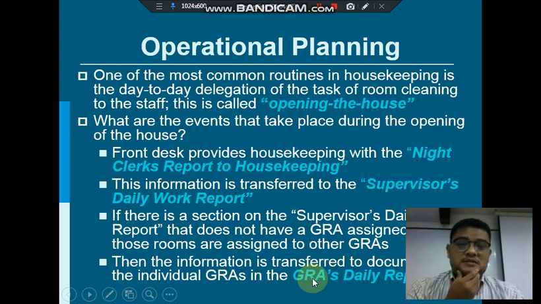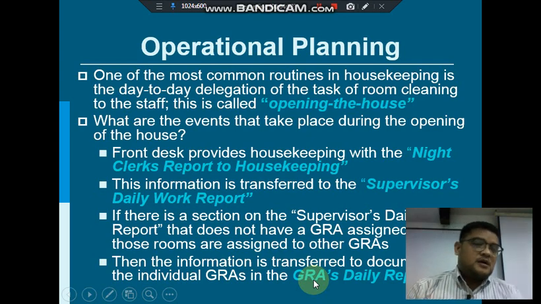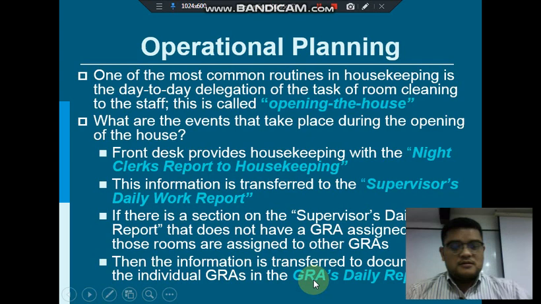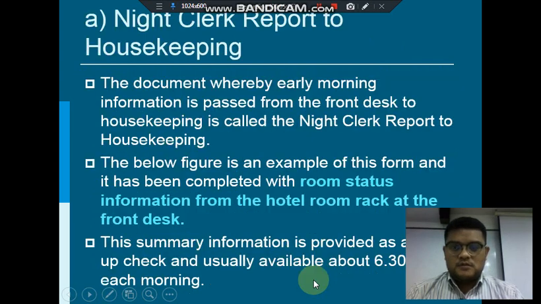GRA daily report means guest room attendant daily report, in which every single guest room attendant will get one sheet of paper listing down the rooms to be cleaned with the columns to be filled up. After they have cleaned the room, then they have to remark and do other notes. So later we will see very detailed examples of the forms. Now we go into number 1, the night clerk report to housekeeping.